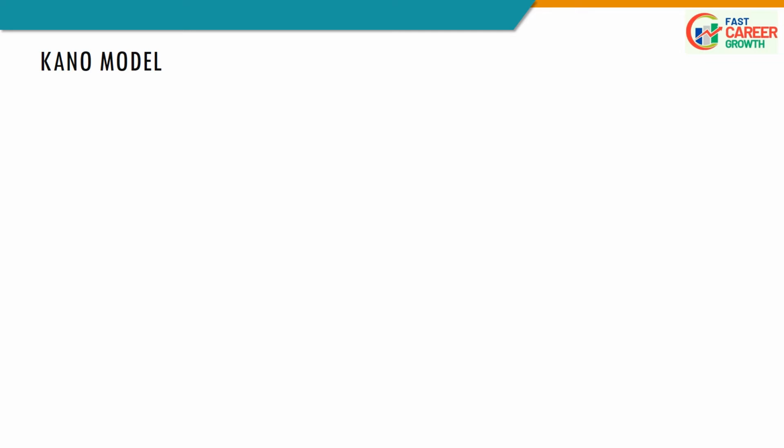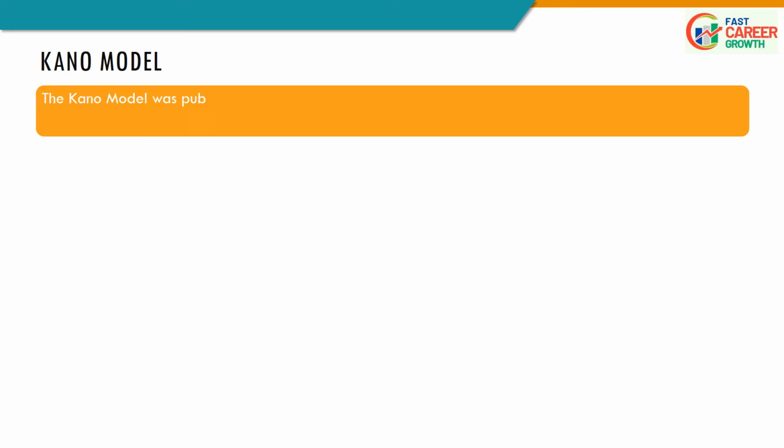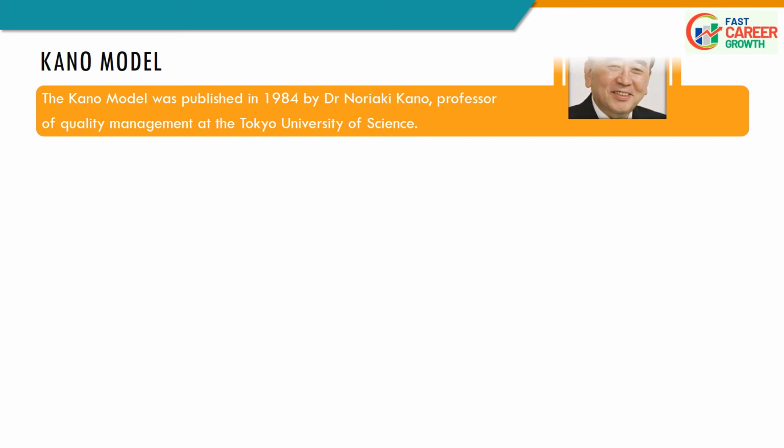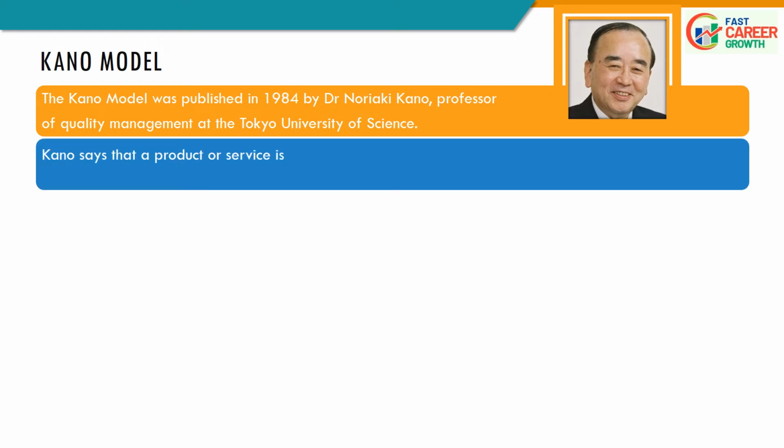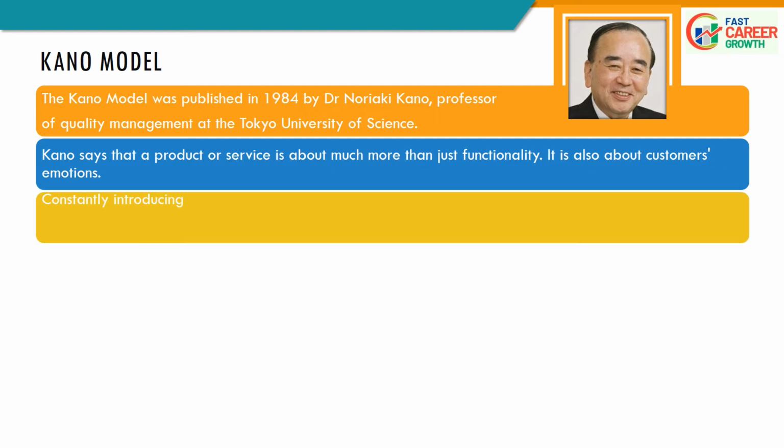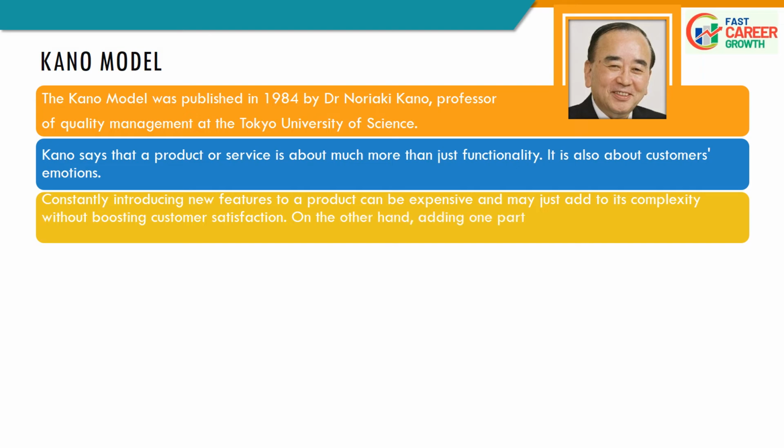Next, the Kano Model. The Kano Model was published in 1984 by Dr. Noriaki Kano, Professor of Quality Management at the Tokyo University of Science. Kano says that a product or service is about much more than just functionality. It is also about customers' emotions. Constantly introducing new features to a product can be expensive and may just add to its complexity without boosting customer satisfaction. On the other hand, adding one particularly attractive feature could delight customers and increase sales without costing significantly more.